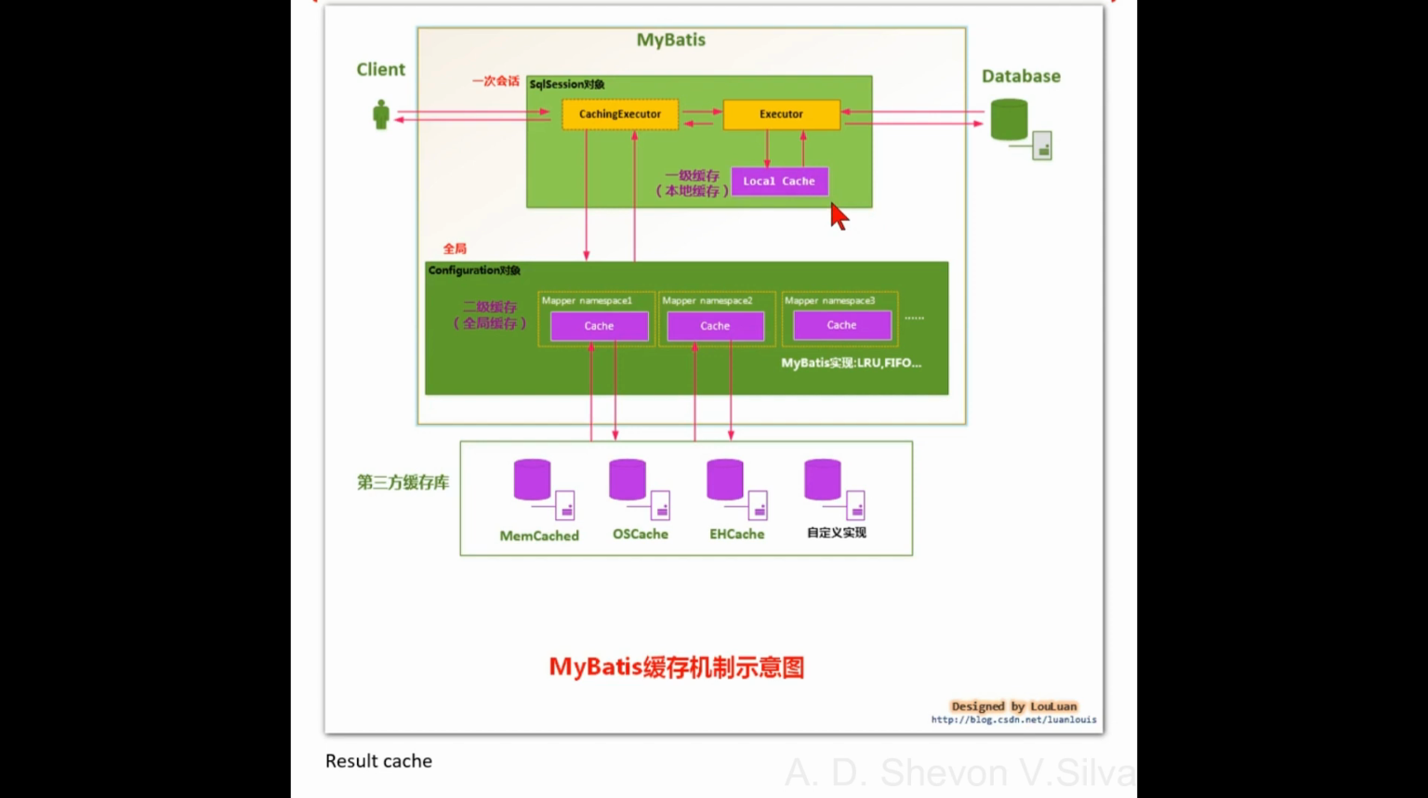The maximum scope of the first level cache of MyBatis is inside the SQL session. In a multiple session or distributed environment, database write operations will cause dirty data. It is recommended to set the cache level to statement.